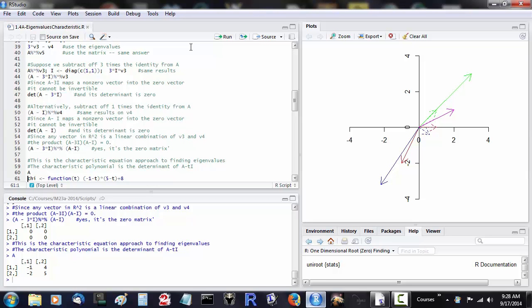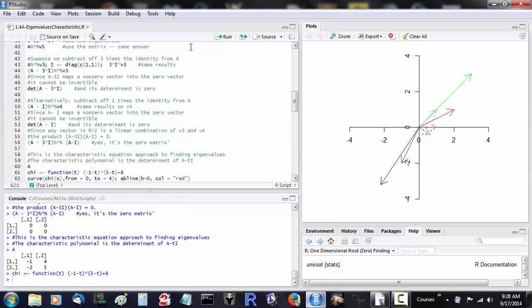So chi is a function of t, and since R will not do symbolic algebra, we have to work this out mentally. Look at the matrix A down at the bottom of the screen. To calculate its determinant, I take minus 1 minus t, multiply by 5 minus t, and then subtract off the two entries on the off diagonal, subtract minus 2 times 4. There is my characteristic polynomial.